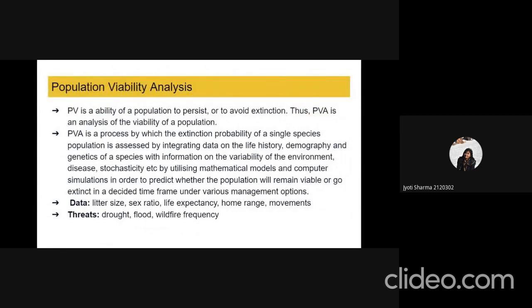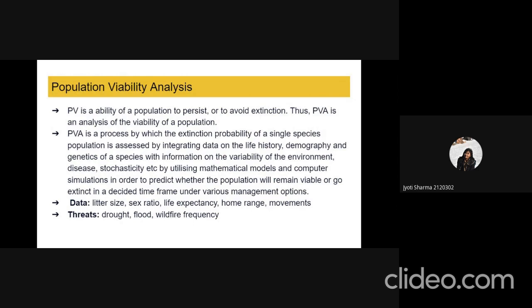Okay, then we have the population viability analysis as well. This is a process by which we can estimate the extinction probability of a species based on some data. These data may be related to the birth rate, the stochastic factors that can happen, the climatic conditions, and the fertility rate. Based on such data we can estimate the extinction probability, and in how many years the species will go extinct.